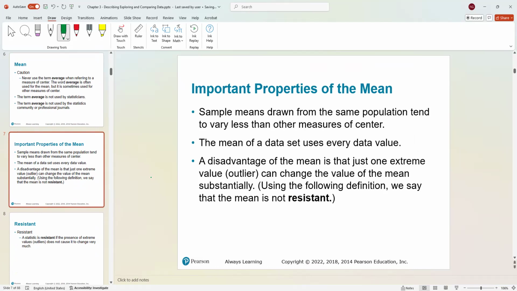So important properties of the mean. Sample means drawn from the same population tend to vary less than other measures of the center. Remember, if you have any outlier, the mean uses every data value. So that's the disadvantage, because let's suppose you want to know the average salary in a company.